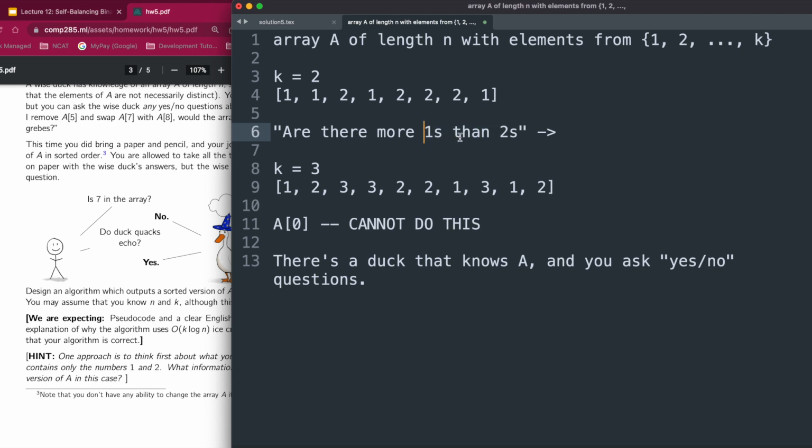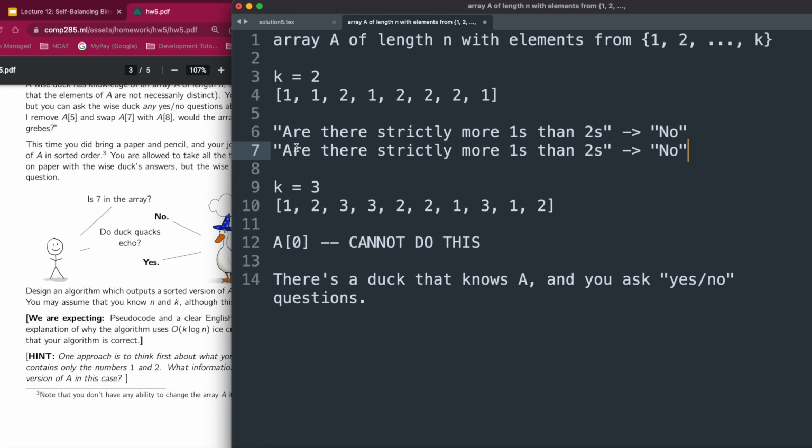So your question was ill specified. Are there more ones than twos? I think the answer here is no, because I think what you should have asked is, are there strictly more ones than twos? Then you would actually know for sure that there's strictly more of them.